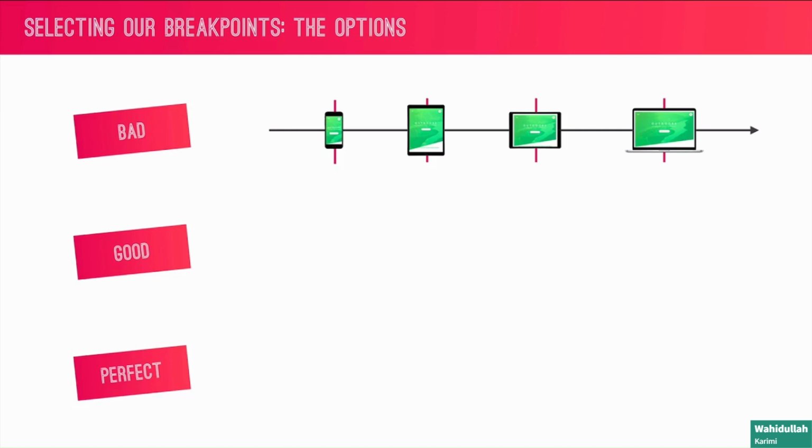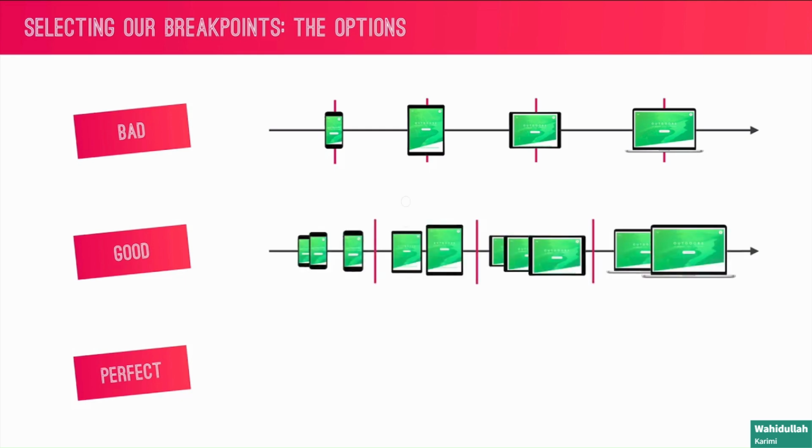Now, of course it's okay to use this strategy if you're just starting out with responsive design and just want to learn how it works. But if you want to get more serious, it's time to move on to a better way, which I like to call the good way. In the good way, we look at all the most used device widths on the entire internet, try to group them together in a logical way, and then pick our breakpoints from that.